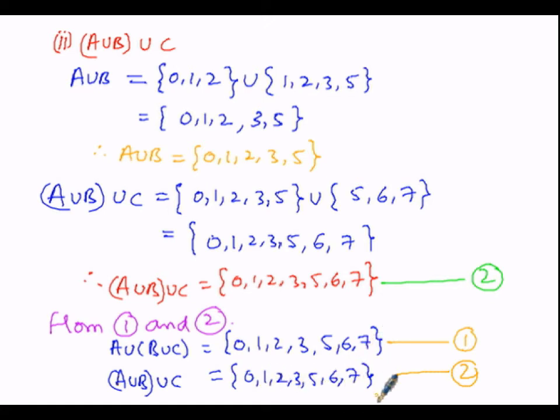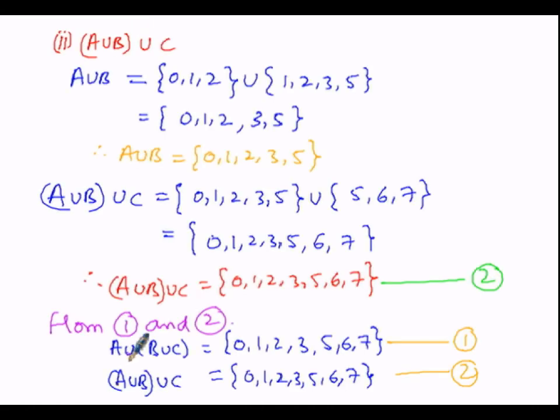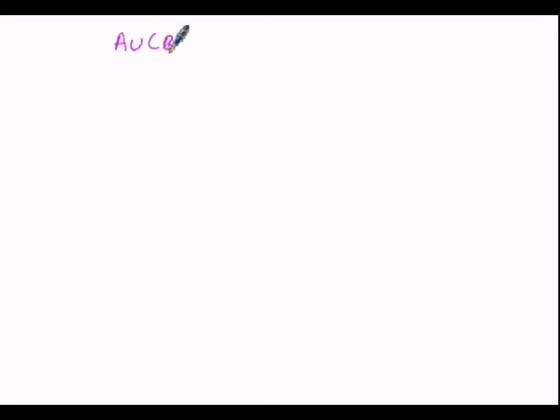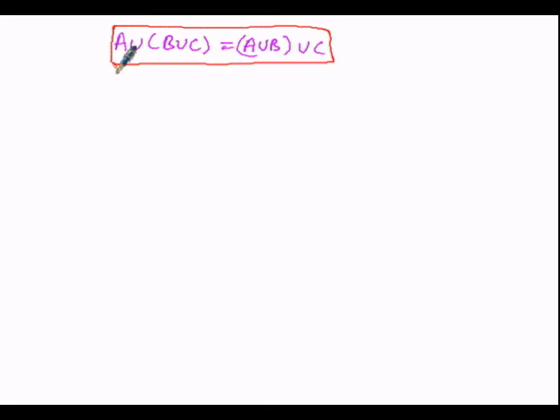From this it is clear that the left hand sides must be equal, that is A union (B union C) must be equal to (A union B) union C. Therefore, the associative property over union of sets holds good.